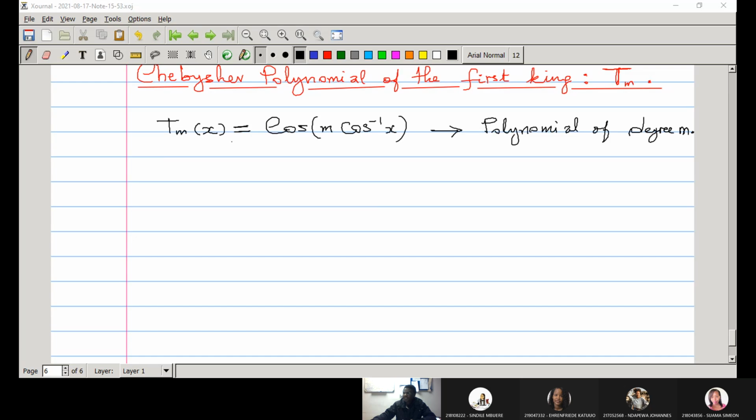Okay, is that clear for everybody? Is it clear? Okay, so now we proceed. Now I'm going to prove some of the properties. We have the following property.